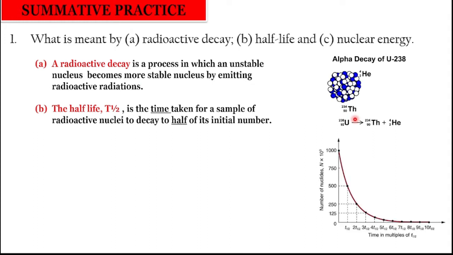So initially dia ada 1000 nuclei. Then half of 1000 is 500. So the time taken from 1000 to 500 is called half-life. So daripada 500, so tengok kat masa dia lah.